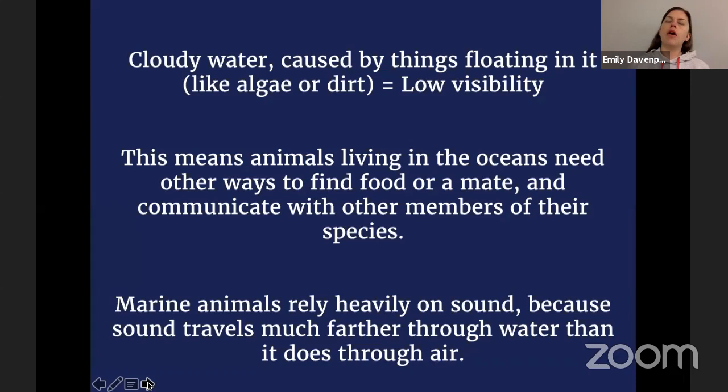So usually, what's causing the vision problems in the water is either lack of sunlight or just stuff floating in it. Lots of phytoplankton blooms, algae, maybe a storm kicked up some dirt. There's often times where there's low visibility in the water. So again, like I said, animals that live in the ocean need other ways to find food, find a mate, communicate with other members of their species. So they rely heavily on sound. And one of the reasons they do this, besides not being able to see very well, is that sound travels much farther through the water than it does through air.